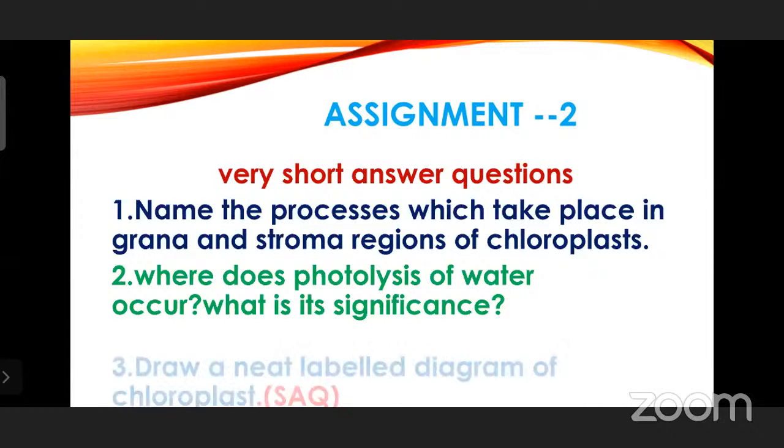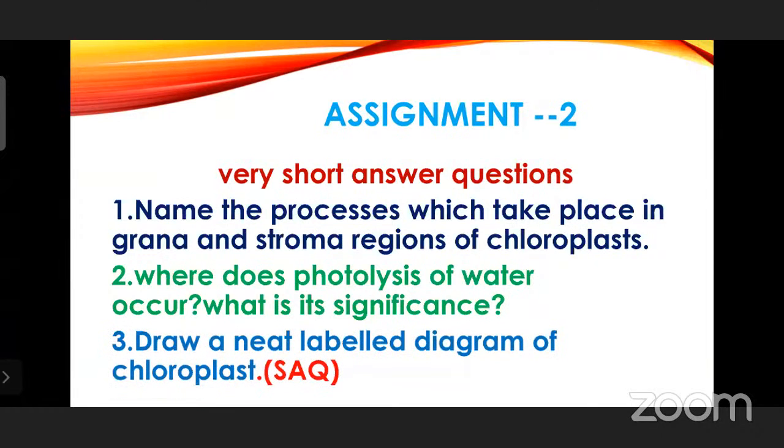And what is its significance? The breaking of water is very important. Water is split into protons, electrons, and oxygen. As well, when these protons and electrons are released, electron acceptors like NADP are going to become NADPH, and the accumulation of more protons and their movement will make ADP to ATP. That you are going to learn ahead.